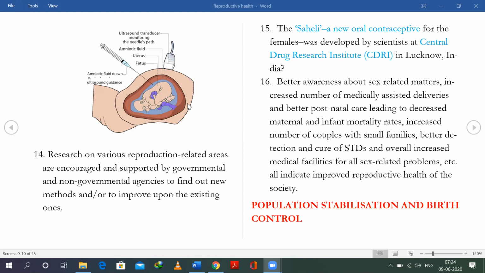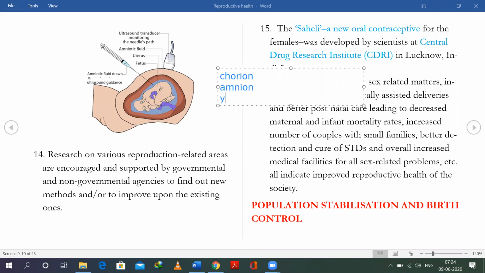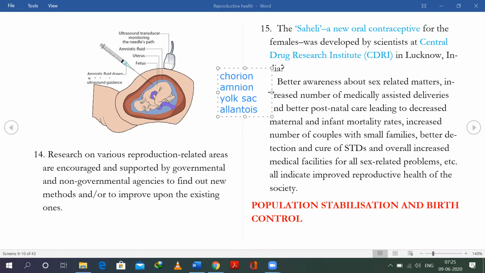If you recall, we have 4 extra embryonic membranes. The outermost of all is the chorion, followed by the amnion, then we have the yolk sac, and then we have the allantois. Four extra embryonic membranes are there. Among these, the membrane that we are concerned with now is the amnion. We are not discussing the chorion, yolk sac, and allantois now. We are seeing the significance of the amnion.